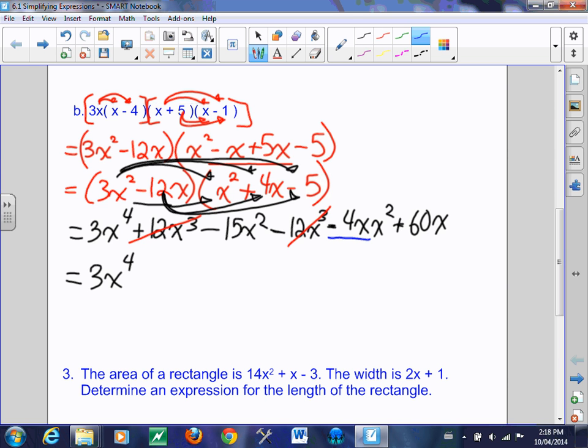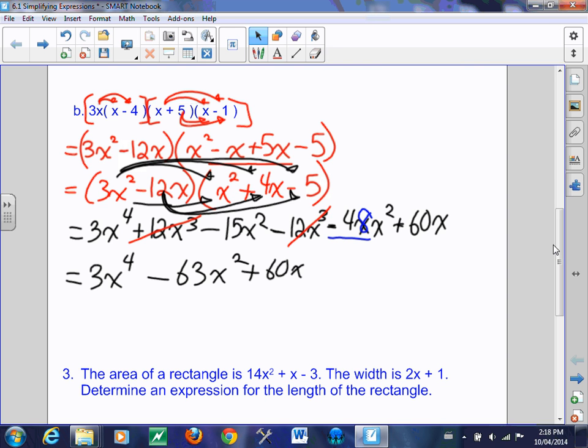Oh, 48x squared. Sorry, I don't know why I wrote an xx there. So I know I made an error there. All right, so let's take a look at the x squareds here. So we've got negative 48 and another negative 15. That's going to be negative 63x squared. Okay, so it's going to be negative 63x squared and plus 60x. I'm just going to fix this. Just going to rewrite this, guys, so it doesn't look so bad.